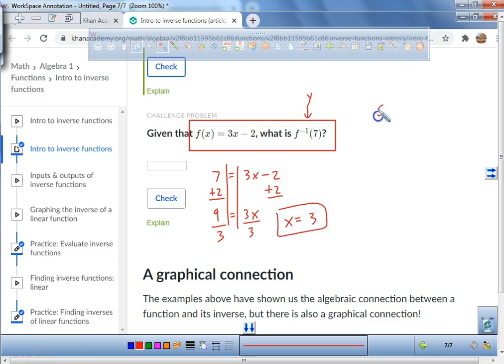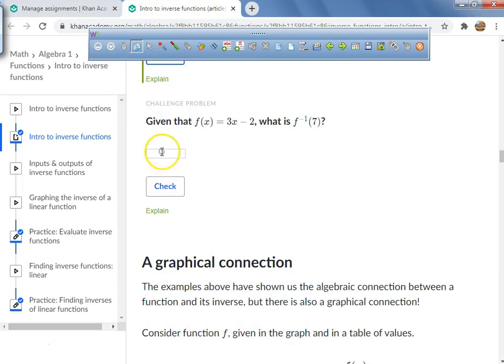So what is the inverse? What's the inverse of 7 mean? It means, hey, that's your y value. What's your x value? Our x value was a 3. So I'm just going to write in a 3 right there.